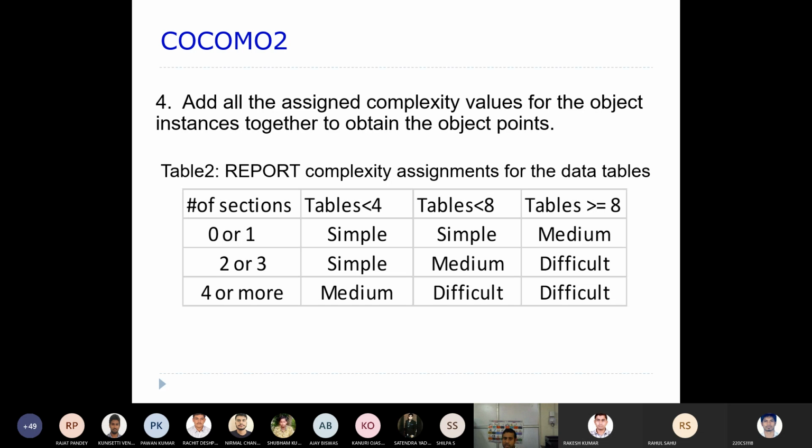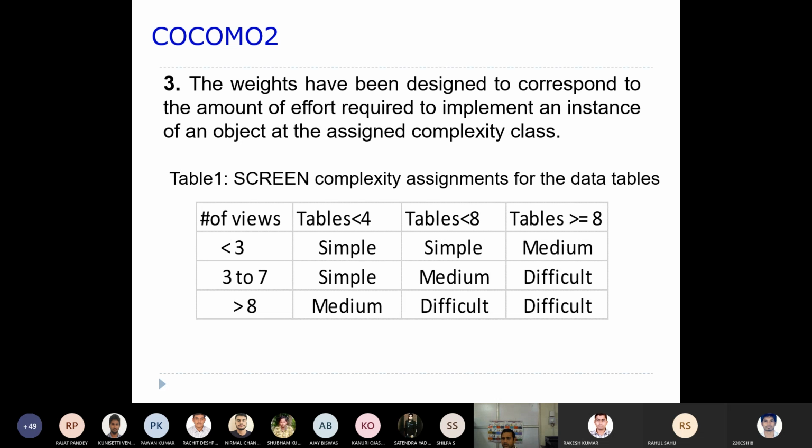Now I said in the previous step, for each of these complexities, whatever object you have, an object means an instance of a component or object. In order to implement an object or instance of an object, how much effort is really required, that corresponds to a value. That value is a weight.